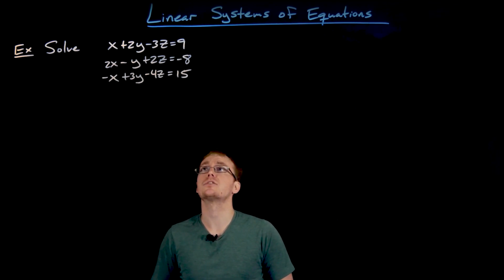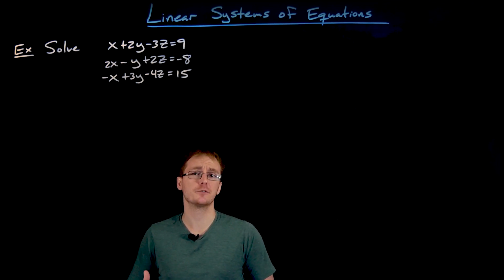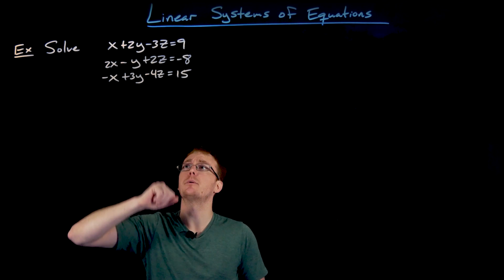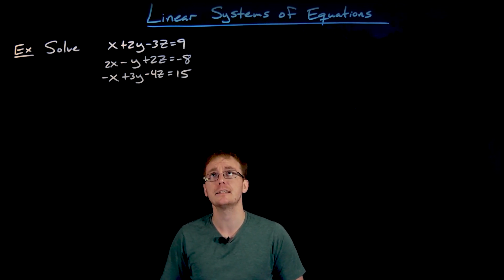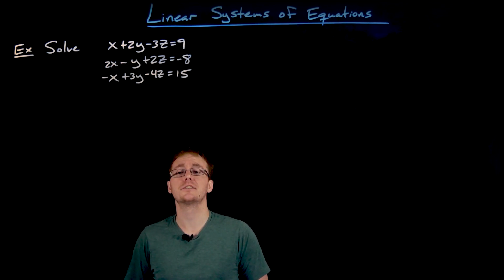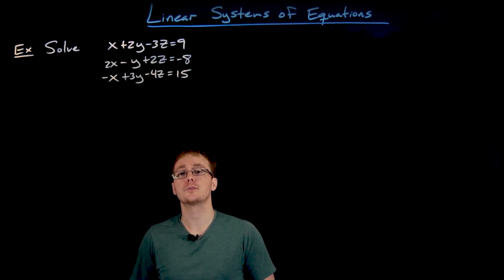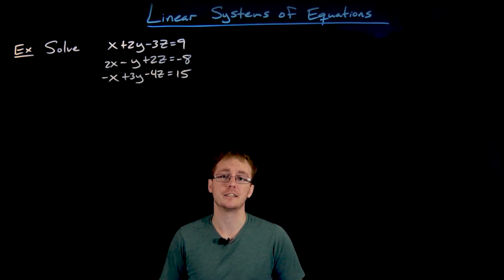And so our guiding example that we're going to work through is this example where we're asked to solve x plus 2y minus 3z equals 9. That's the first equation in our 3x3 system. The second equation is 2x minus y plus 2z is equal to negative 8. And the third equation in our system is negative x plus 3y minus 4z is equal to positive 15.